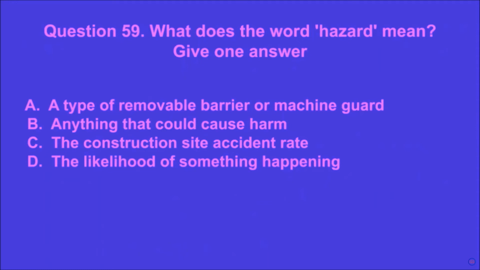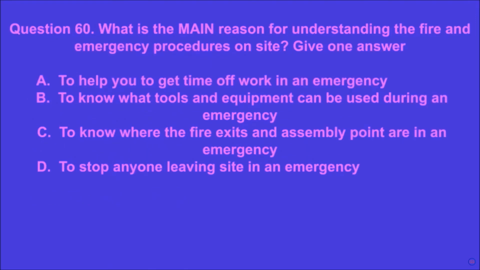Question 59. What does the word hazard mean? Give one answer. A. A type of removable barrier or machine guard. B. Anything that could cause harm. C. The construction site accident rate. D. The likelihood of something happening. Correct answer is B.